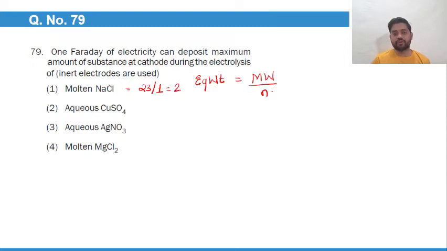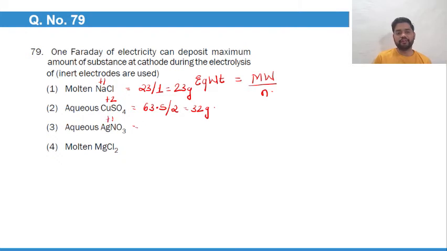Okay, so it is what? 23 grams. Aqueous copper sulfate. So it is something around 63.5 divided by 2, because copper sulfate is a plus 2 ion, sodium is a plus 1 ion. So it requires 2 electrons, loss or gain. So it will be around how much? Let us take it 64. So it will be 32 grams approximately.